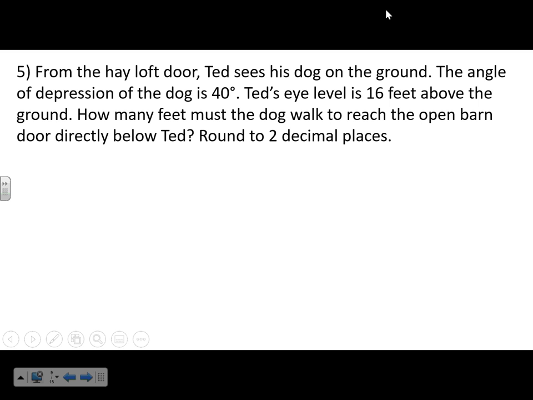So this one, you're going to have to draw a picture. Now, again, if you want to draw real detailed pictures, you can, but you really don't have to as long as you end up with a triangle. So from a hayloft door, so if you guys don't know what a hayloft door is, that's the second story of a barn. From the hayloft door, Ted sees a dog on the ground. So Ted is up here, there's a dog on the ground over here, so I'm going to guess that we're going to end up with a triangle somewhat like this.